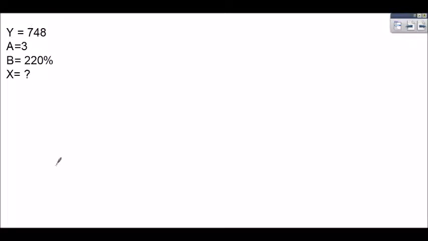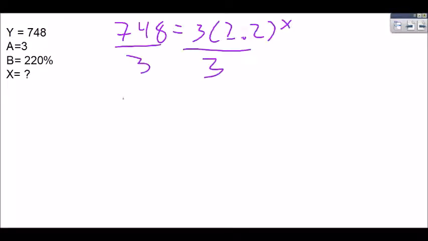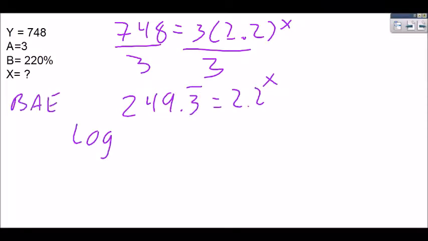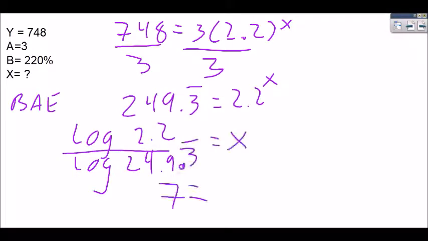So let's say we have this data, and let's solve for x. If you don't believe me, put 7 into this original equation and see if you get 748.